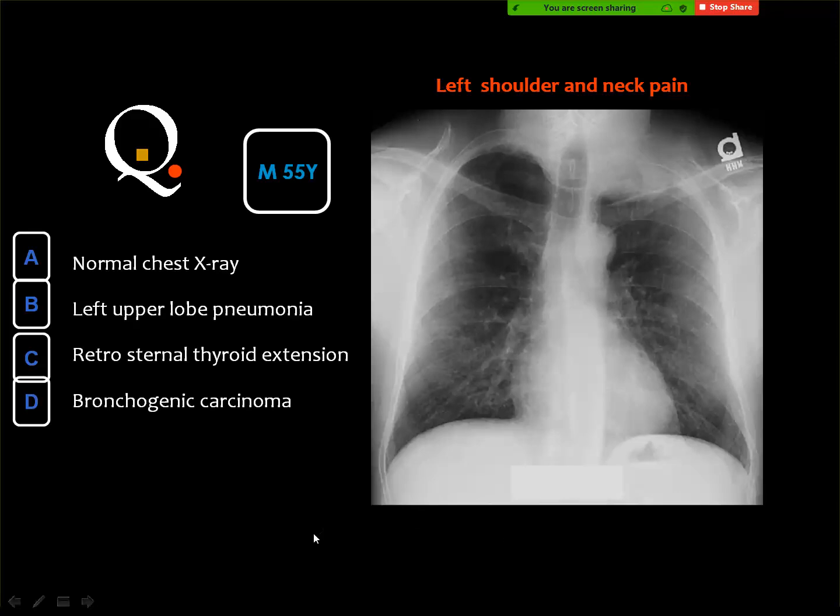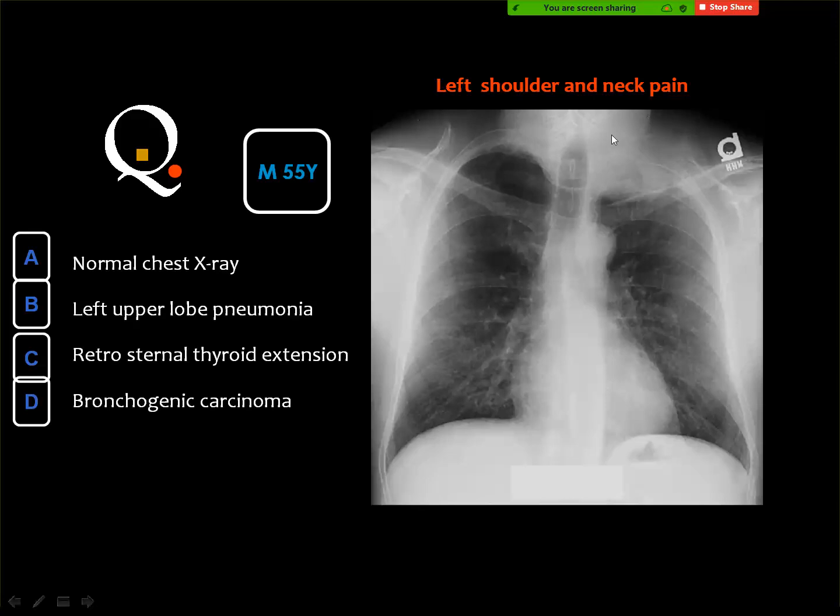Then the next case is a patient 55 years old with left shoulder and neck pain. Yeah, bronchus tumor. Bronchogenic carcinoma. Yes, this is bronchogenic carcinoma.